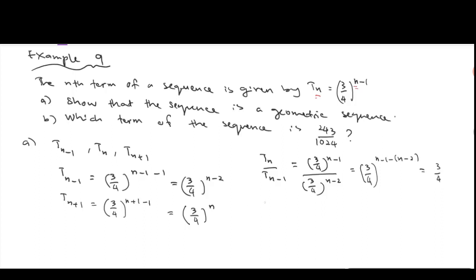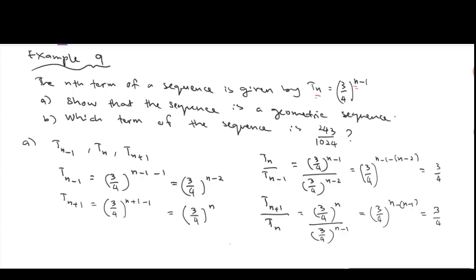For the second ratio, we can get it by dividing t sub n plus 1 by t sub n, which is equal to 3 over 4 to the power of n divided by 3 over 4 to the power of n minus 1. This is equal to 3 over 4 to the power of 1, which is 3 over 4. As we can see here, we have the same ratio, that is 3 over 4.